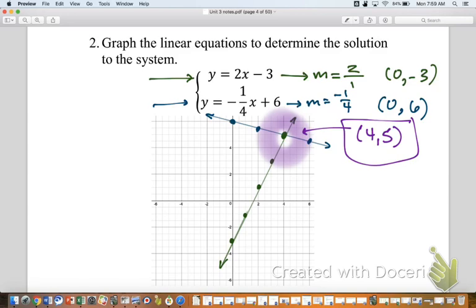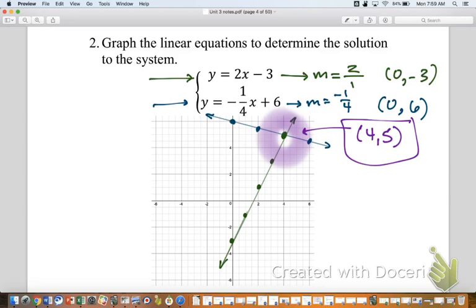And I'm done. Let's think about what that means then. Wouldn't that point, 4 comma 5, need to make both of those equations true? Isn't that what a solution is? It makes the equations true. So what should I be able to do with that point, 4 comma 5? Test points, like before. Plug it into the y and the x and test it out, right? Is kind of what you're saying.